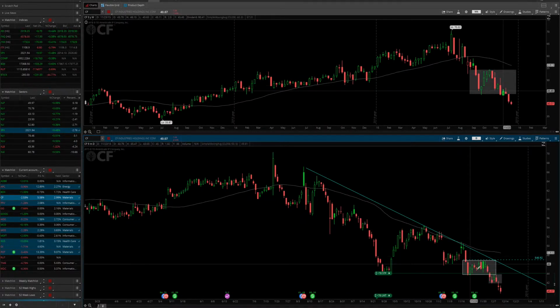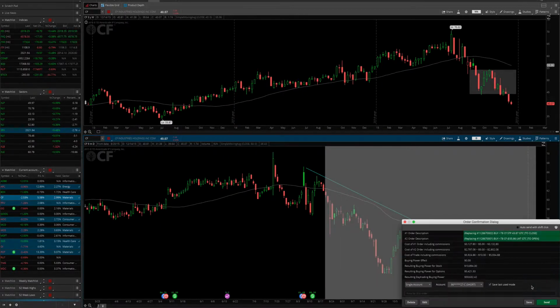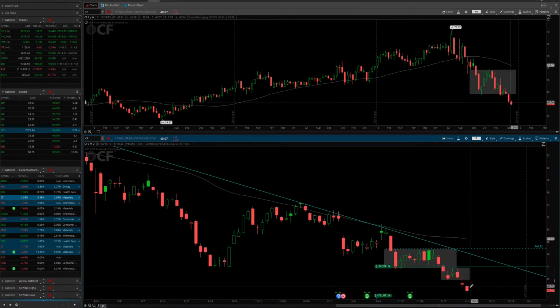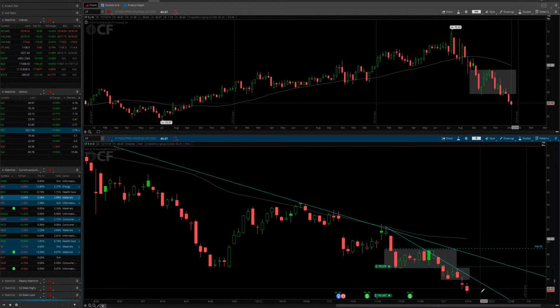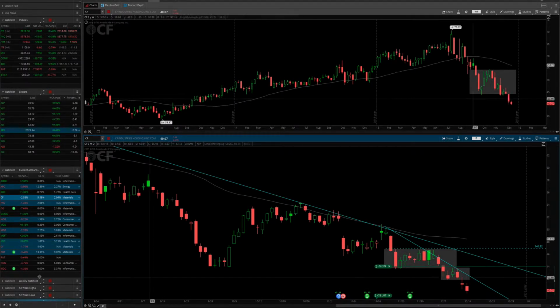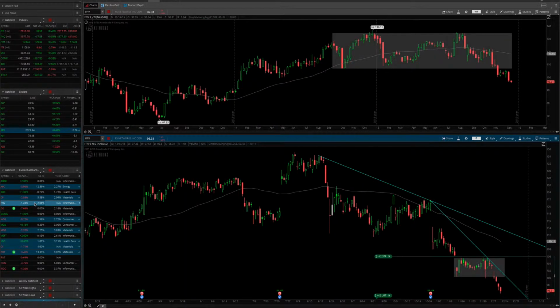CF Industries, you can see, one box, two boxes, and now again, here we are, just trading lower along this downtrend line. So again, just keep this in mind where we're at. Looking for it to form another box, break down again. But if you want to be aggressive, go ahead, trail your stop to that 41.50 area. For me, I'm just going to leave it as is for now.